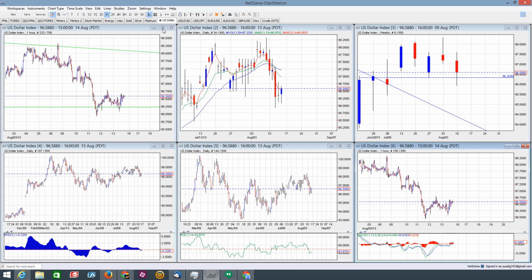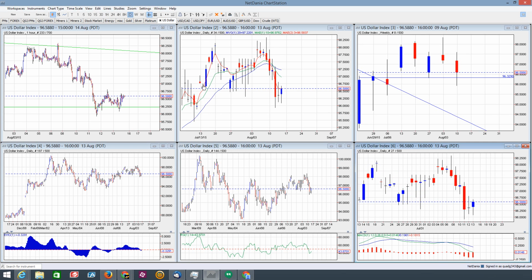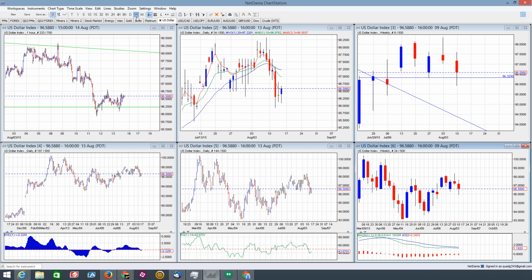This is 1 hour. Let's go to the daily. The daily MACD is open to the downside. That's bearish. And the weekly is open to the downside as well, also bearish. So everything for the dollar is still looking pretty bearish. There is a chance that we could get a small bounce up to the lower 97 level, but there again, I think at that point you'll just see another rejection and another shot to the downside.